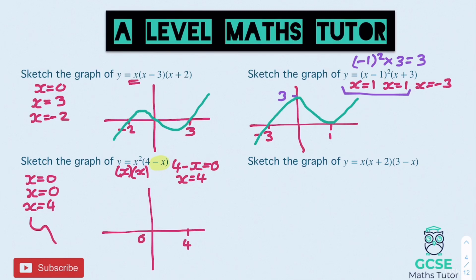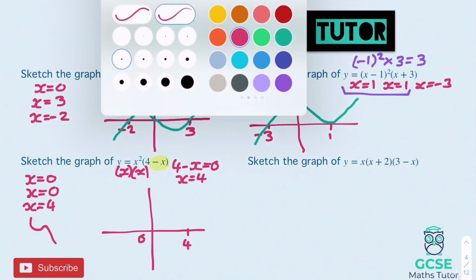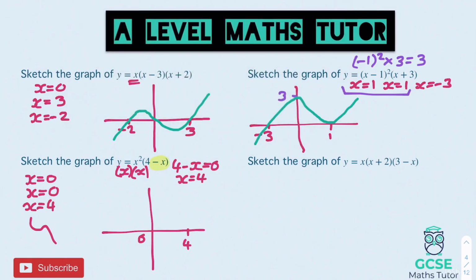And again, obviously, as it has a solution of 0, that is going to be our y-intercept as well. But it's just going to touch at that point. So we're going to come down, it touches at 0, scoops back up and then down through the 4. And there we go, there's our third cubic.